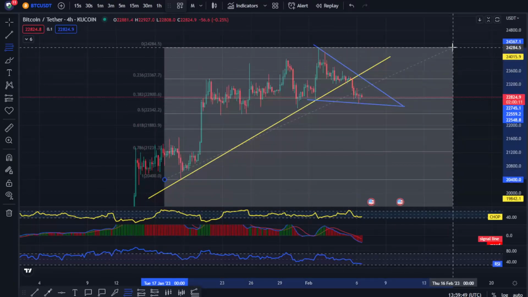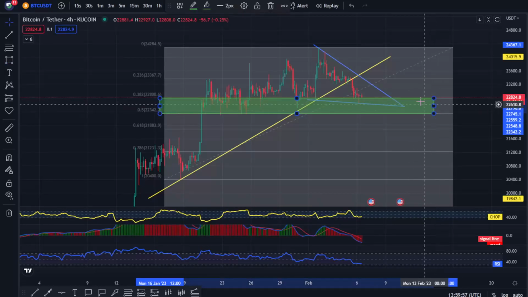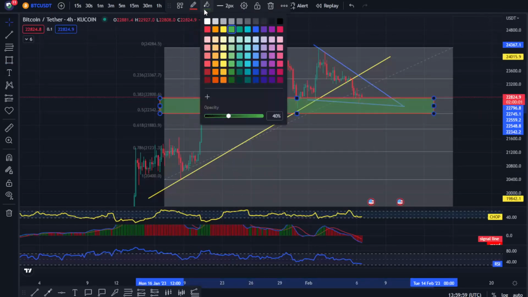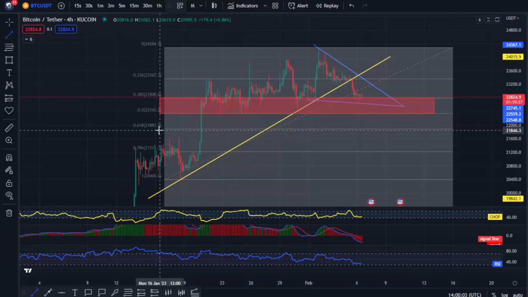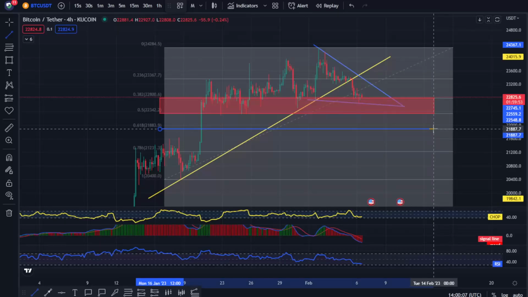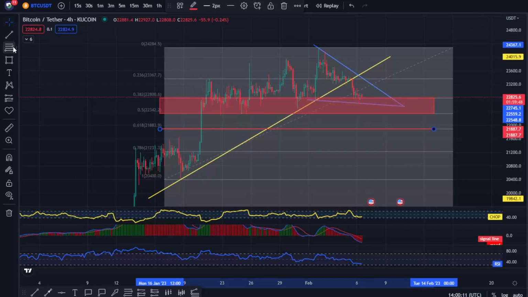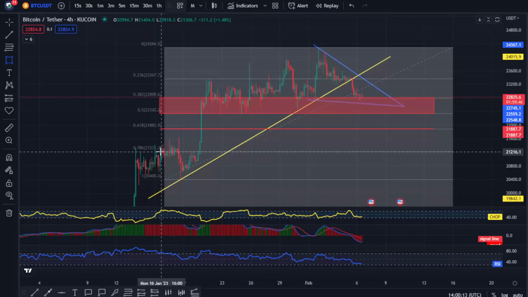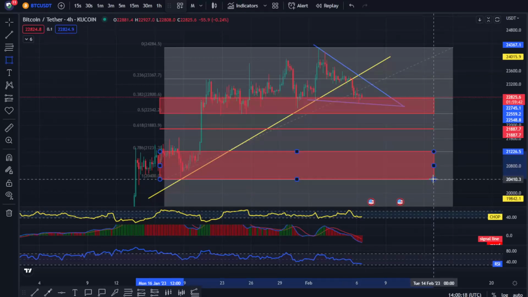Now we can move on to marking the places of support in case of deepening the correction. And here, in the first place, it is worth marking the support zone from $22,797 to $22,342. However, when we fall below this zone, we can see a drop to around $21,888, and then to the support zone from $21,227 to $20,400.